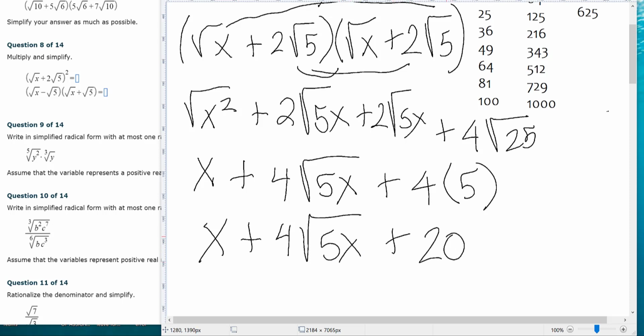And I can't add any of those together because they're not like terms. You'd have to have the same index, the same radicands, and the same variables. And we don't have that for these 3 terms, so we're finished. So the final answer of part 1 of number 8 is x plus 4 square root of 5x plus 20.